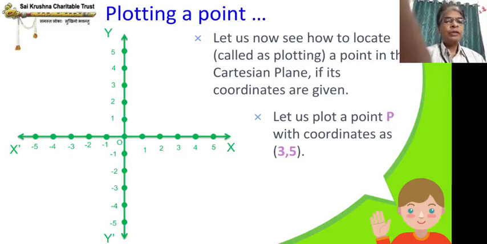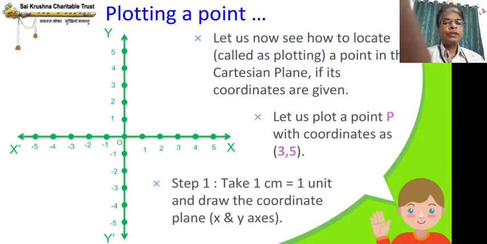The question will say, plot a point P with coordinates (3, 5). That's all, that will be the question. So we have to start. Let us see it step by step. The first step is to take 1 centimeter equal to 1 unit and draw the coordinate plane, the x and y axes. This is what I have already drawn in green color.